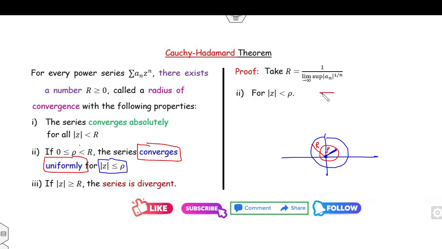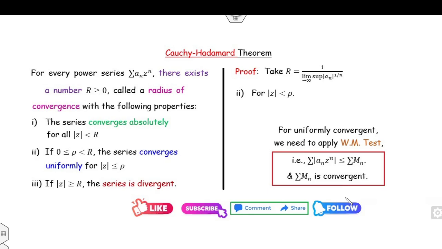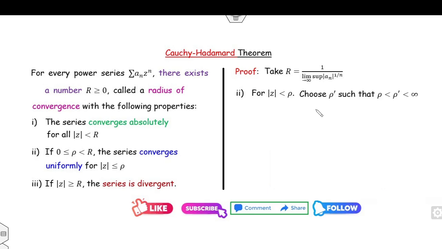Do you remember when you can say the series is uniformly convergent? Which test can you apply? Yes, definitely you can apply the WM test. Fine. So what is the property of the WM test? You can start with the modulus value if it is less than the series Mn, and if you prove the series is convergent, then by the WM test the series converges uniformly. Now I can apply the same concept here.